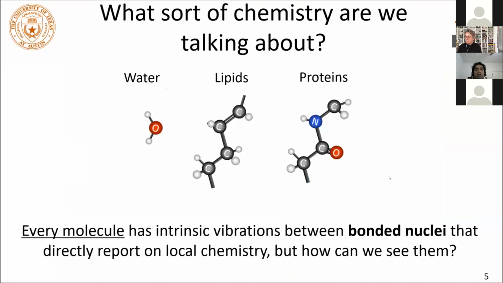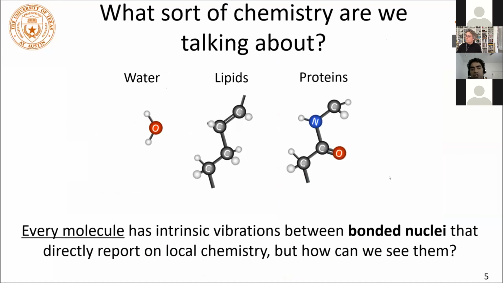And so what sort of stuff am I talking about? These chemistries that we're talking about are basically all the intrinsic things that are within the tissues or within the cells that we're interested in looking at. So water has unique vibrations. We're talking about bonded molecules that vibrate relative to one another.